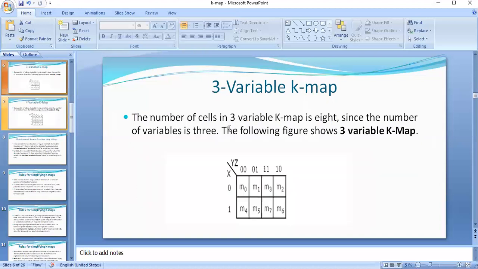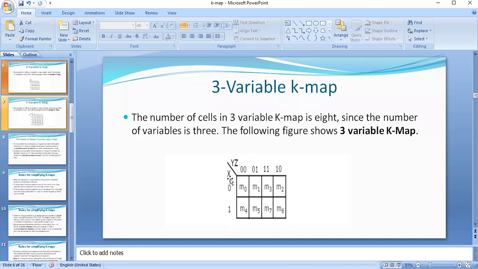And next, the 3 variable K-map. For a 3 variable K-map, we have 2 power 3 cells, which means 8 cells. For 8 cells, we have three variables. Here I am assuming the three variables as X, Y, Z. How can we divide these variables? One variable I'm taking on the left side, and two variables I'm taking as YZ. Here the ordering of the variables is important. That's why I'm taking X here and YZ here.